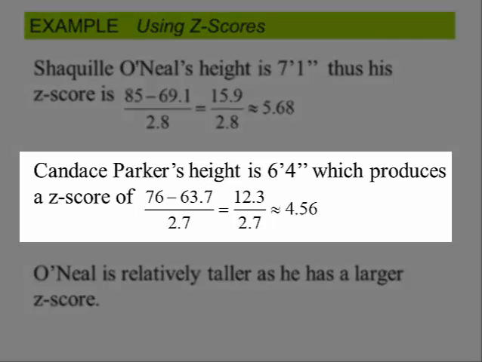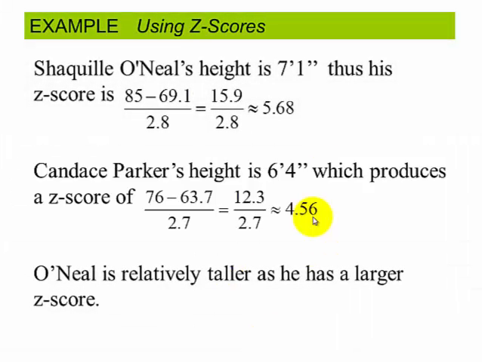Candace's height is 6'4", so if we take 6 times 12 and add 4, we get 76. Subtract the mean and divide it by the standard deviation, 2.7. We get a z-score of 4.56. So this means that she is 4.56 standard deviations above the mean. Because O'Neal's z-score is larger than Candace's z-score, he is relatively taller.